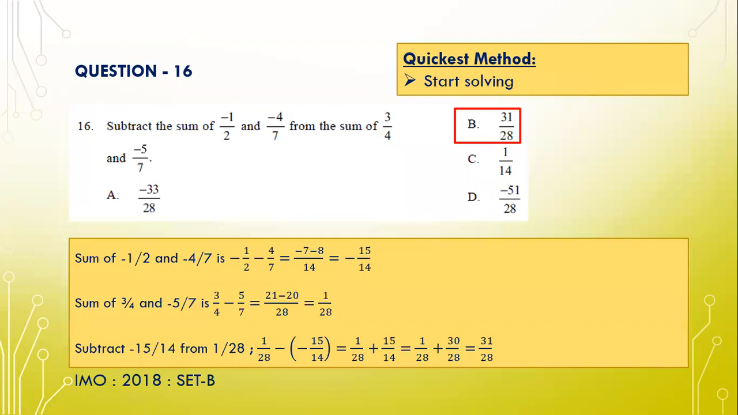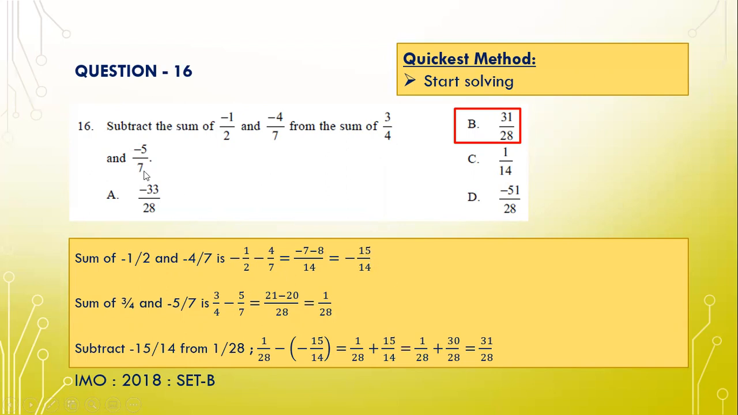Next one: subtract the sum of minus 1 upon 2 and minus 4 upon 7 from the sum of 3 upon 4 and minus 5 upon 7. Again, an easy one, so just start solving. The sum of minus 1 upon 2 and minus 4 upon 7: minus 1 upon 2 plus minus 4 upon 7 is minus 1 upon 2 minus 4 upon 7, which will be minus 15 upon 14.